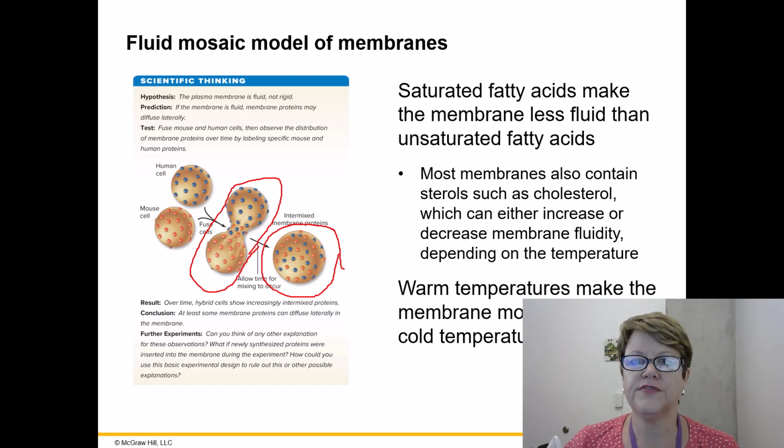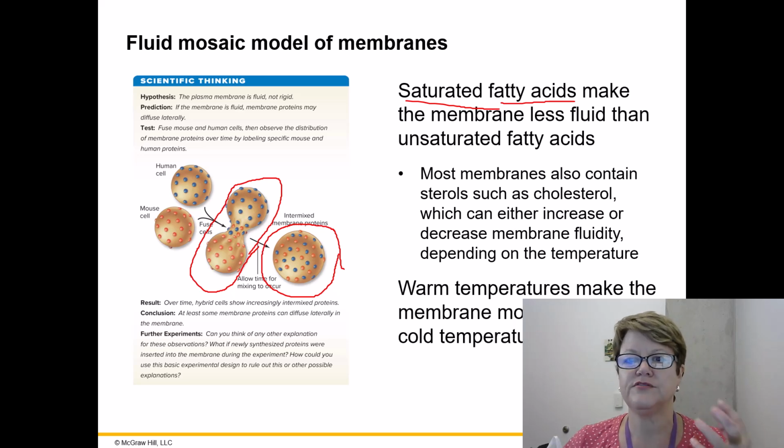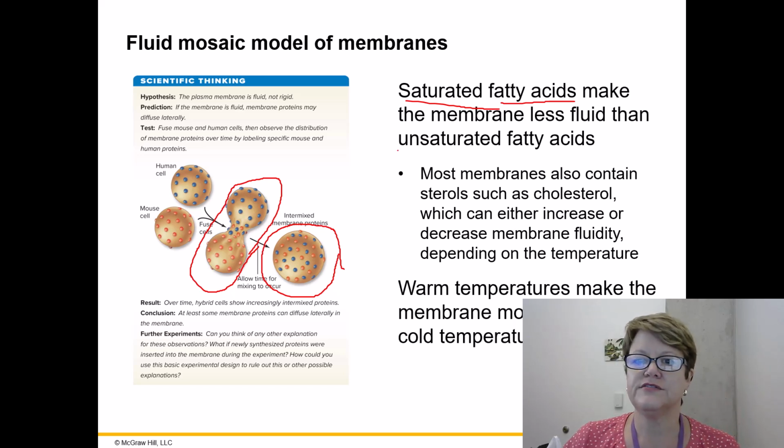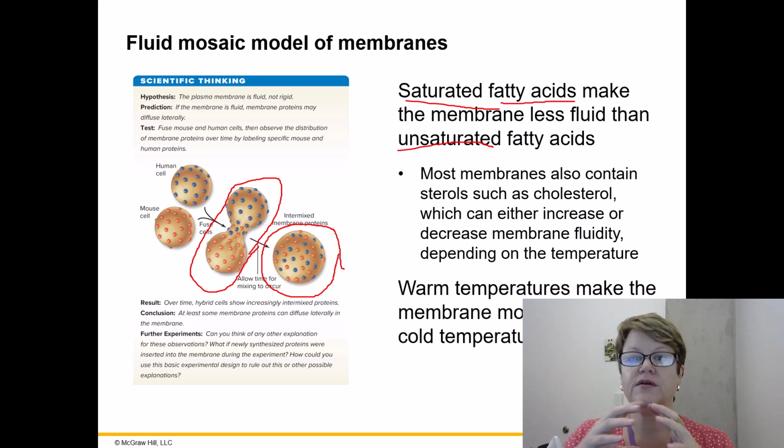So part of the fluidity of the membrane has to do with what kind of fatty acids are in the phospholipids. If cells use very saturated fatty acids to make their phospholipids, then their membranes will be a little less fluid, not stiff, but a little bit less fluid than if they use the unsaturated fatty acids. So cells will adjust which fatty acids are being used to make phospholipids depending on what kind of environment they're in.